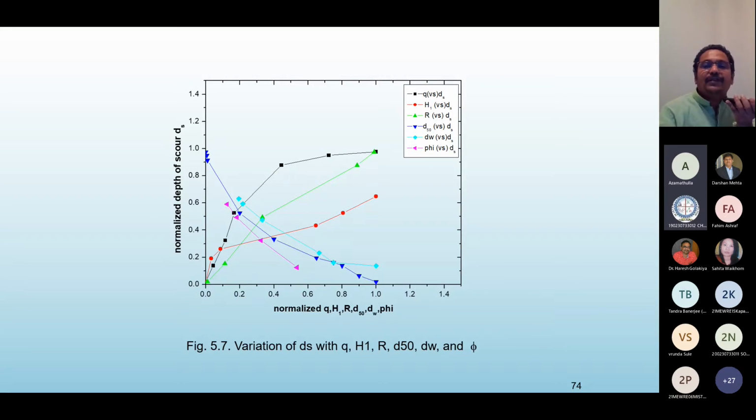Then there are the reverse relationships. You can see the phi angle, and also the blue one. Yes, if the bed material has more big boulders, that is another challenging issue for any hydraulic engineer. So this will give only the pattern.